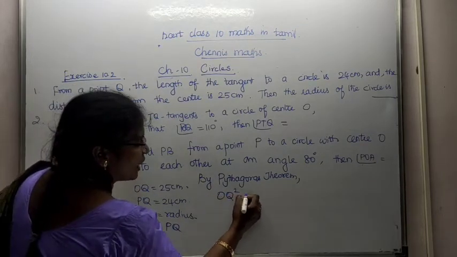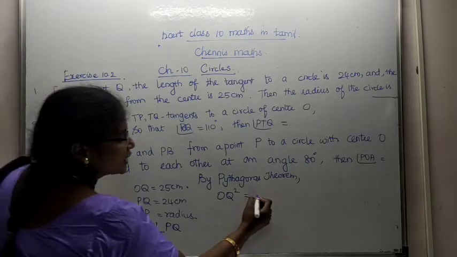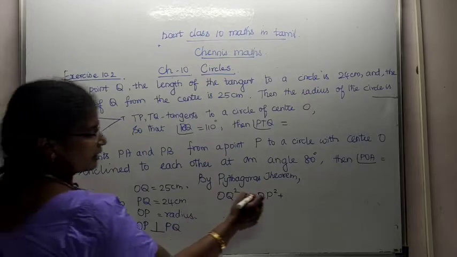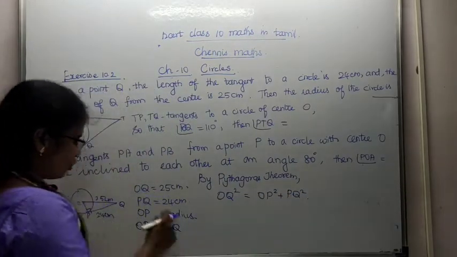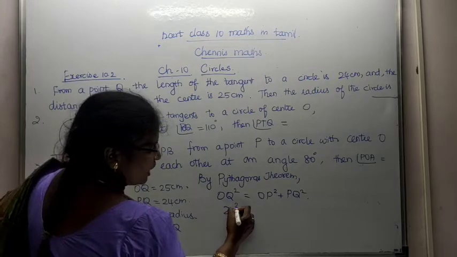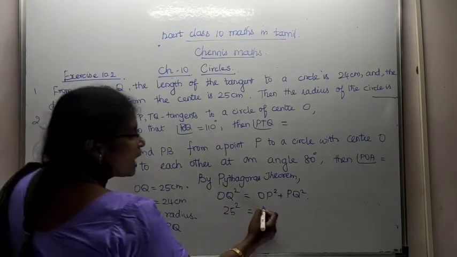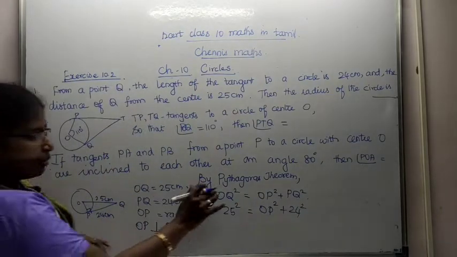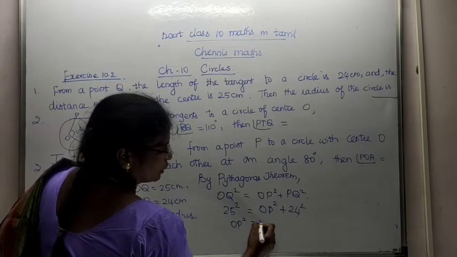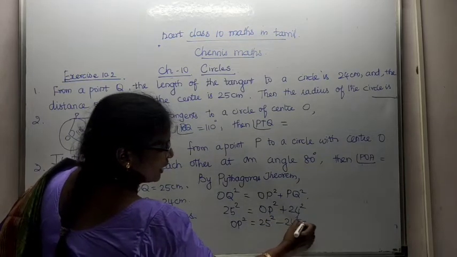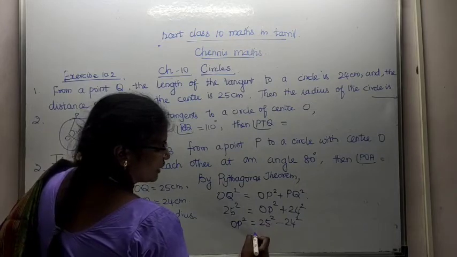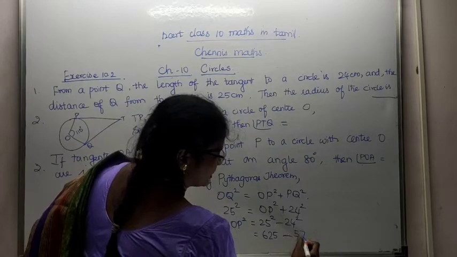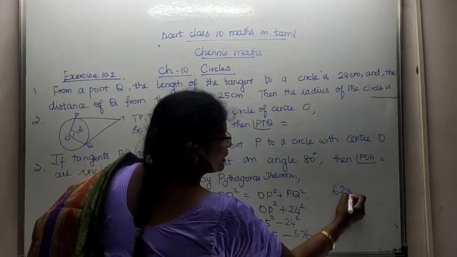The square of the hypotenuse is equal to the sum of the squares of the other two sides of the right angle triangle. Understood? Therefore, OQ squared is 25 squared, OP squared we don't know, and PQ squared is equal to 24 squared. Now we have to find OP squared. OP squared is equal to 25 squared minus 24 squared. 25 squared is 625 minus 24 squared, which is 576. Therefore, we can subtract and find the answer.